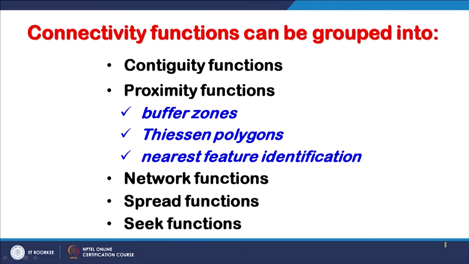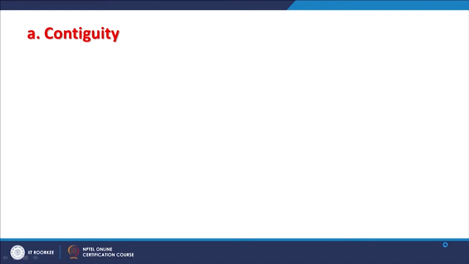And the last sub function under these connectivity functions is called the seek functions. Seek functions are generally based on surface hydrologic modeling, and when we discuss in detail the derivatives of digital elevation models, at that moment we will also be discussing surface hydrologic modeling, and in that we will be using these seek functions also. So, let us start with the first, contiguity.